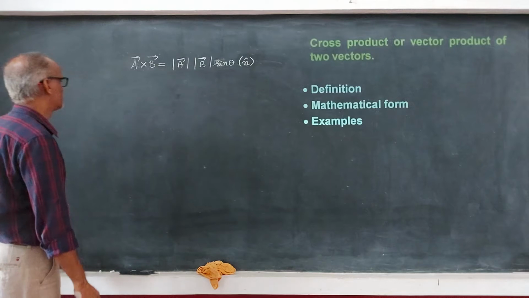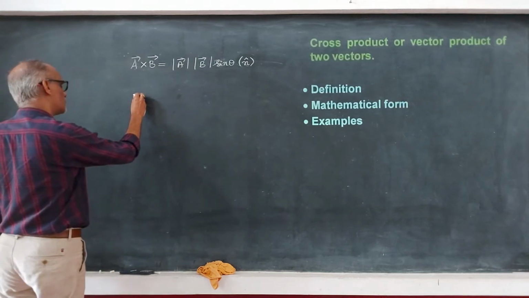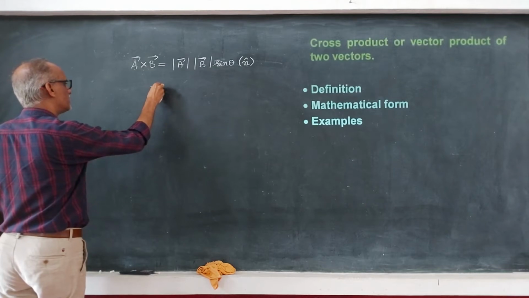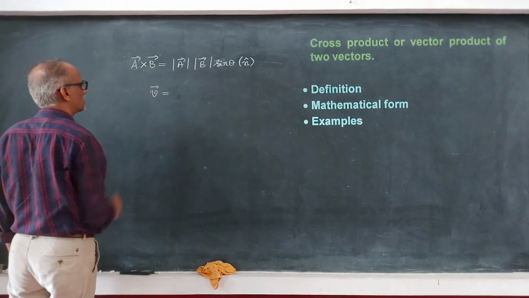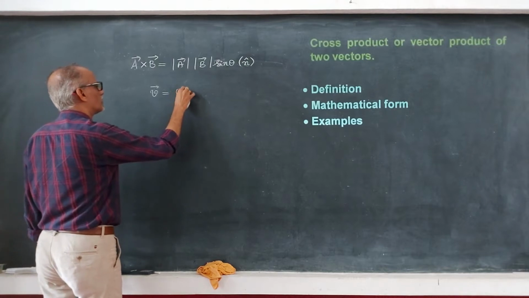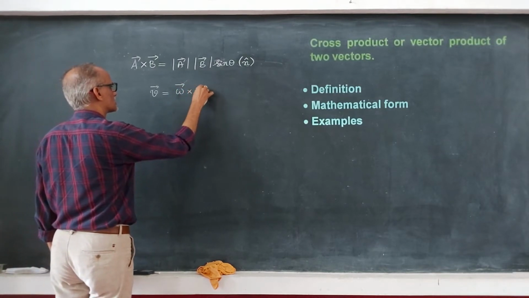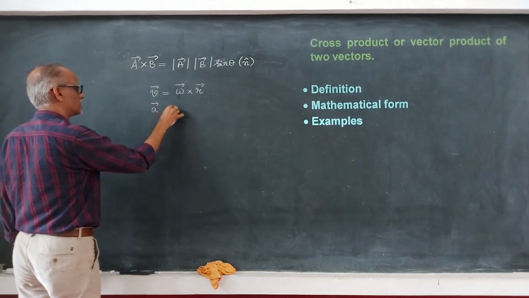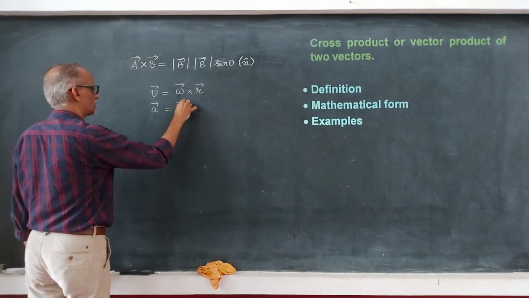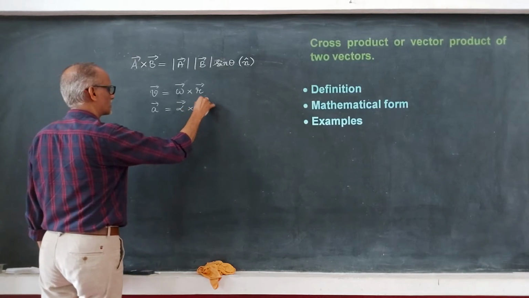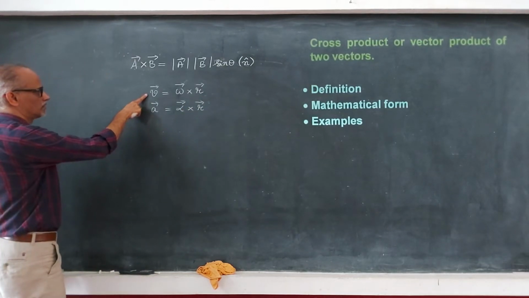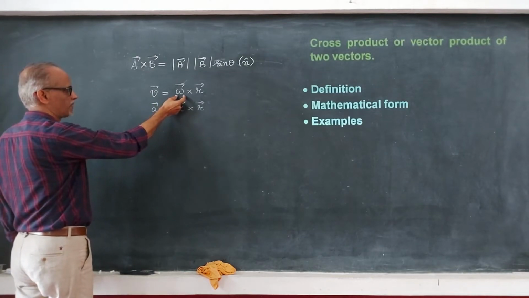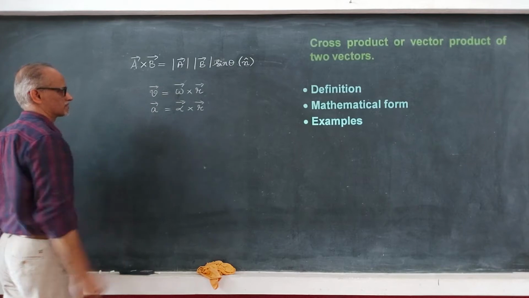So, what are the examples for it? There are two examples which I am going to give, that is V is equal to omega cross r and A is equal to alpha cross r. This is called linear velocity. Omega is a symbol, this is called angular velocity.